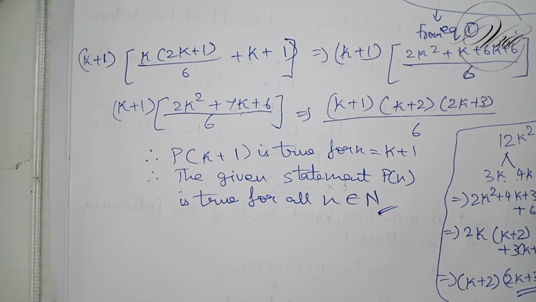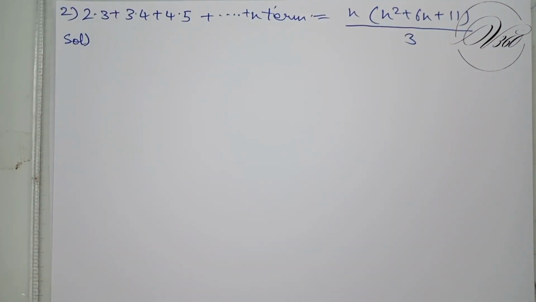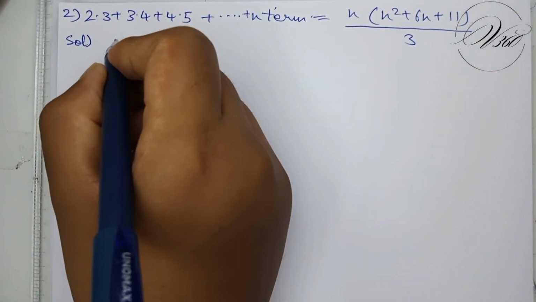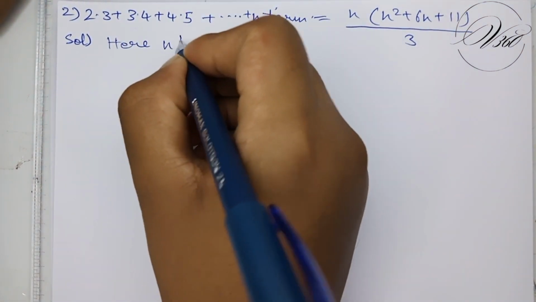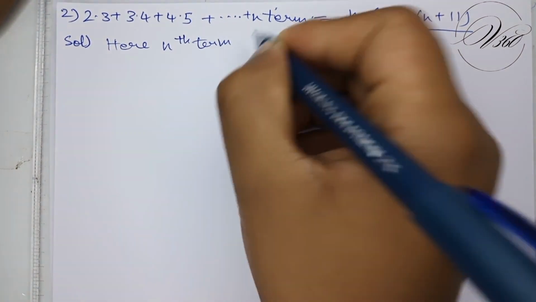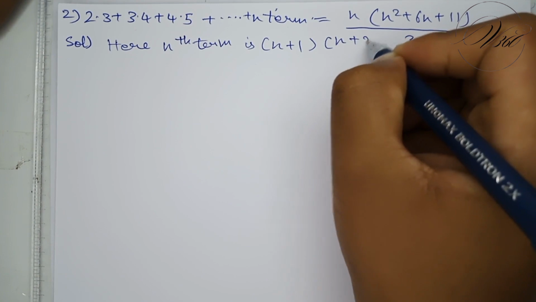Now we are going to do the second question. Here we are with the second question, that is 2.3 plus 3.4 plus 4.5 plus until nth term, then it is equal to n(n square plus 6n plus 11) by 3. Now here we'll solve the question. The first statement: the nth term is (n plus 1)(n plus 2).